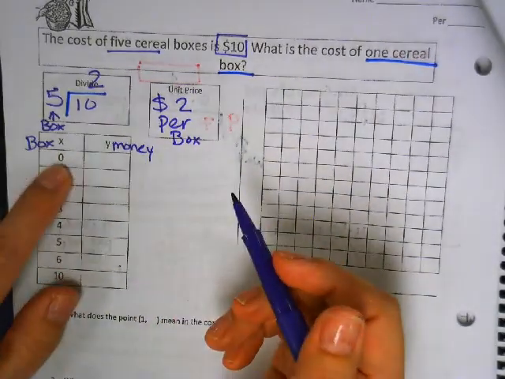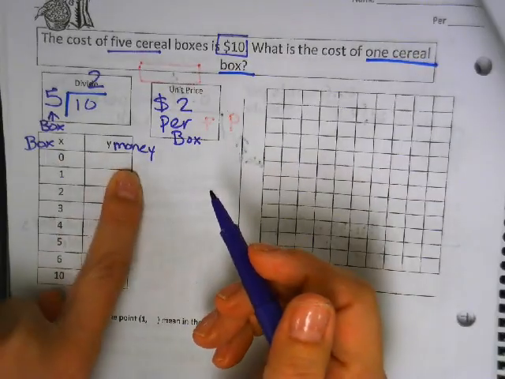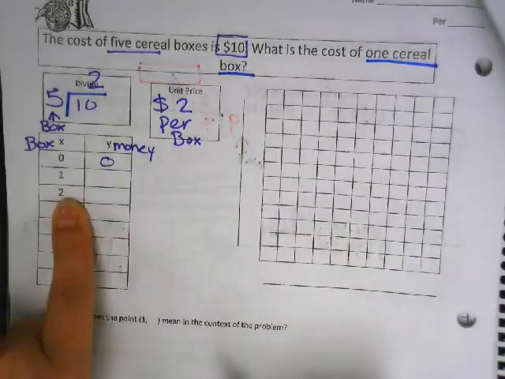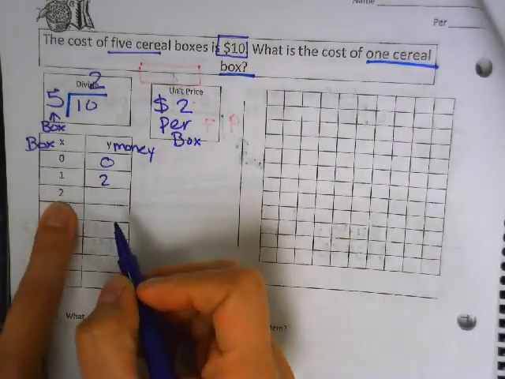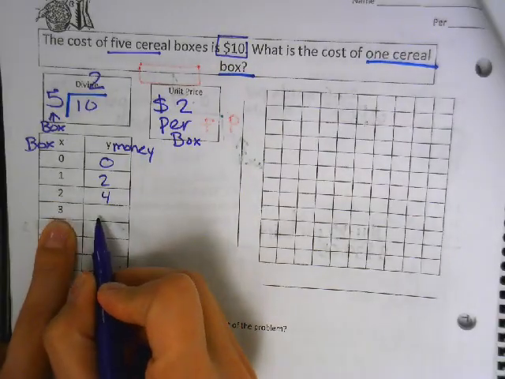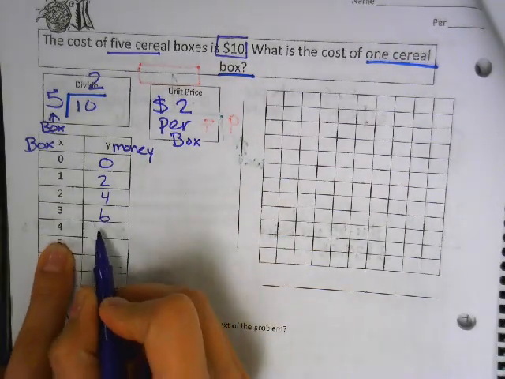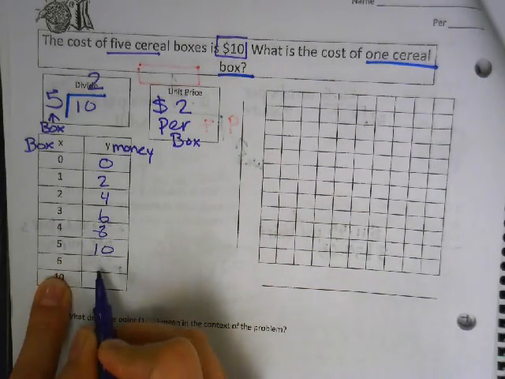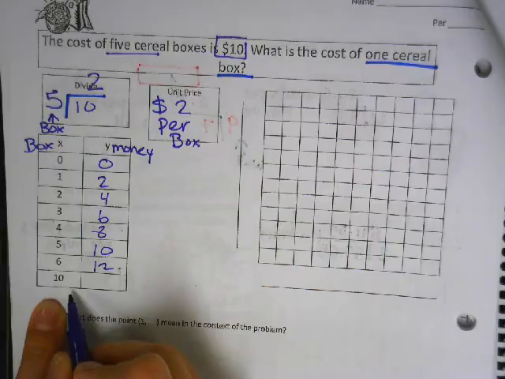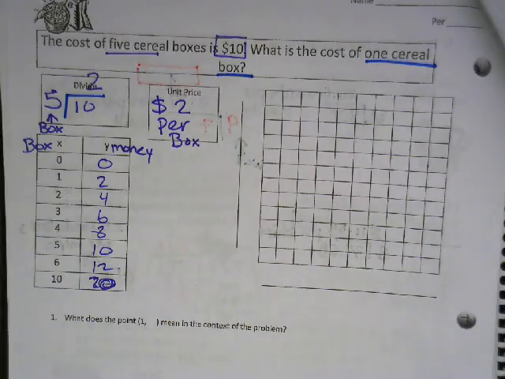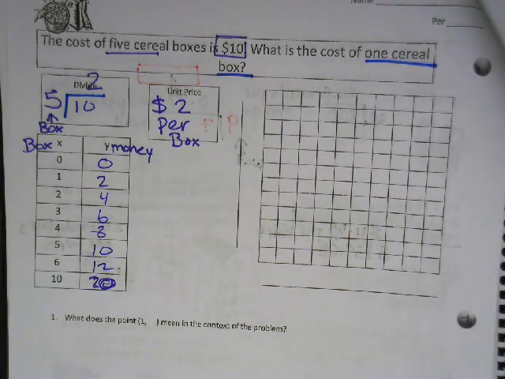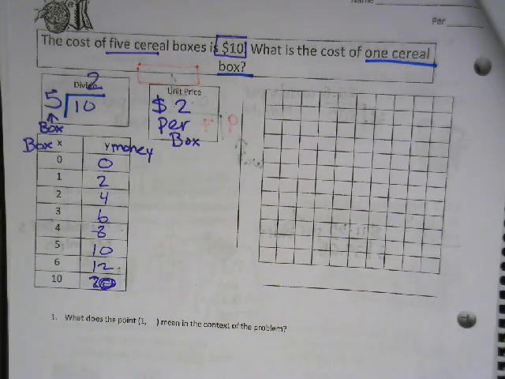Okay, the hardest question I'll ask you today. If I buy 0 boxes, how much money is that going to be? 0. If I buy 1 box, how much is that going to be? 2. 2 boxes? 3 boxes? 4 boxes? 5? 6 boxes? 10 boxes? It's going to cost me 20 bucks, right? What am I multiplying all my x's by? 2. Why do I multiply all my x's by 2? Because each box is $2. My unit rate, my unit price is $2.